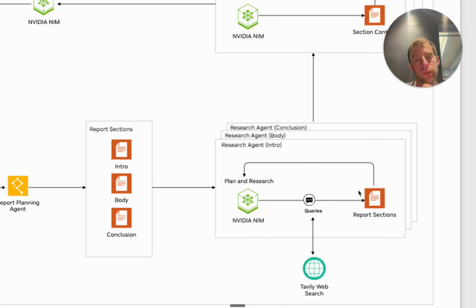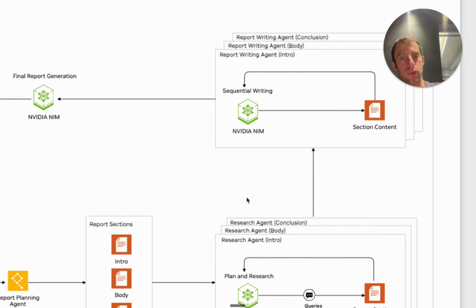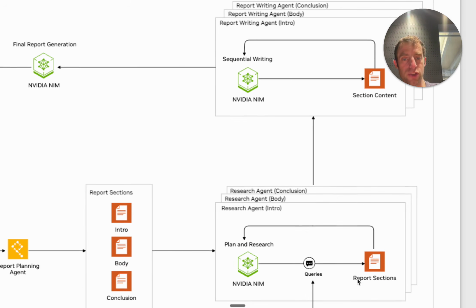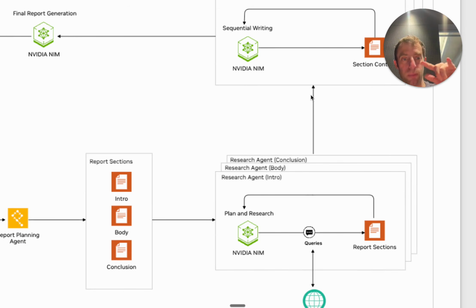Research is the next phase that actually requires the web. So in this case, again, I use a Tavily web search. Based upon the queries I generate in this research phase, I ping my search engine, I get results, and I use all that to write each section of the report. So this research and writing phase is going to happen per section.